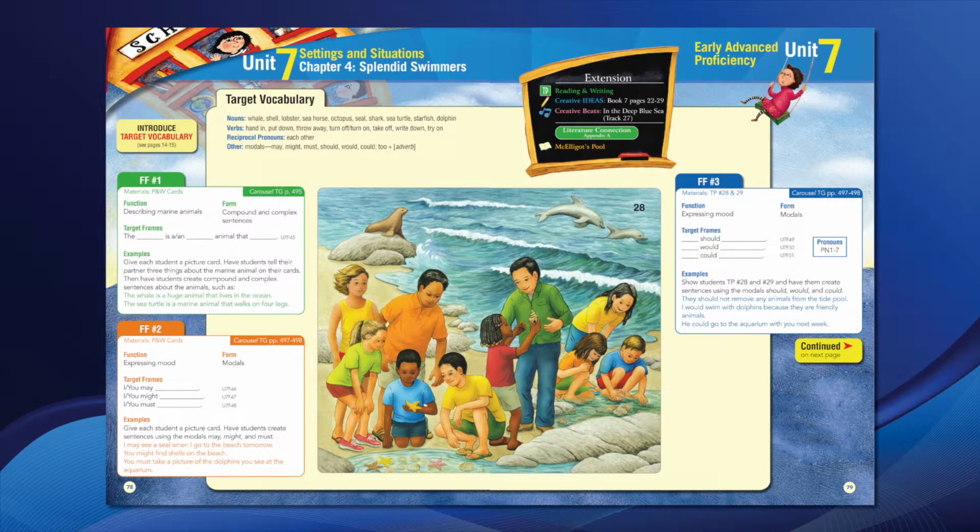Let's look at a page spread of the Set 2 Teacher's Guide. At the top of each page spread, you will see the unit and chapter title. The titles and topic correspond to the Carousel units and chapters. The proficiency level is identified at the top right-hand corner. The target vocabulary for that chapter is listed here by part of speech, again corresponding to the Carousel target vocabulary.